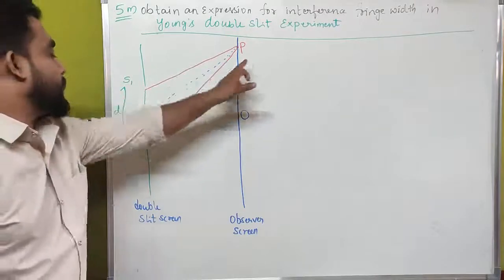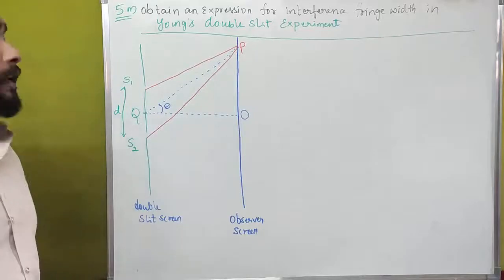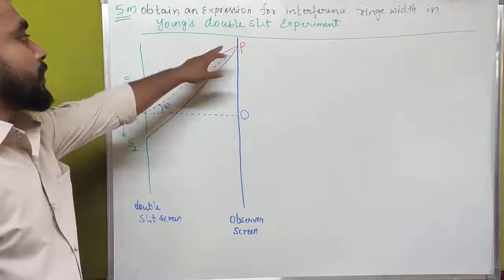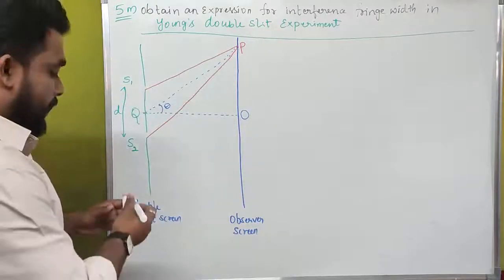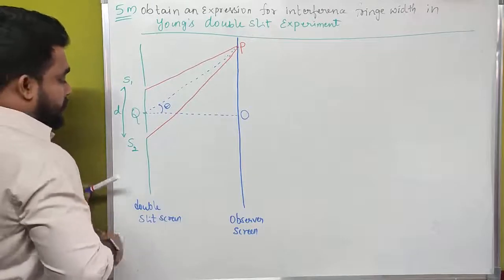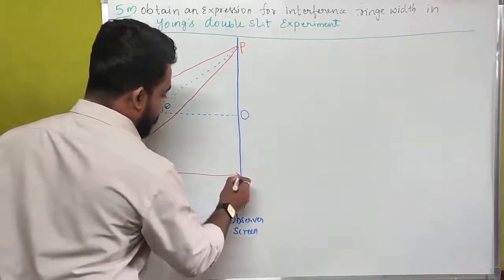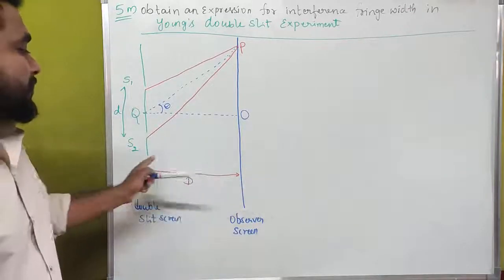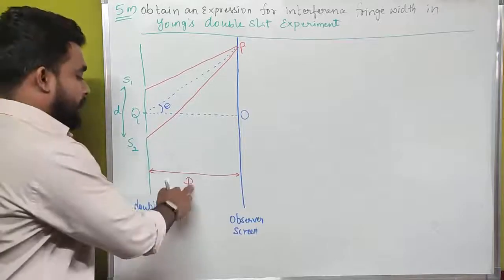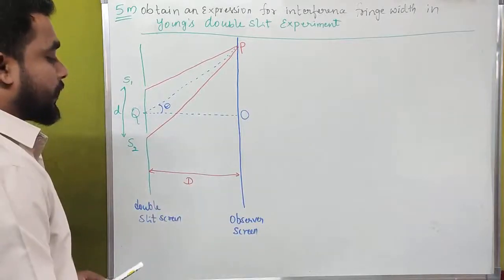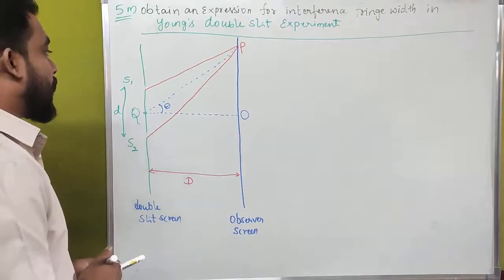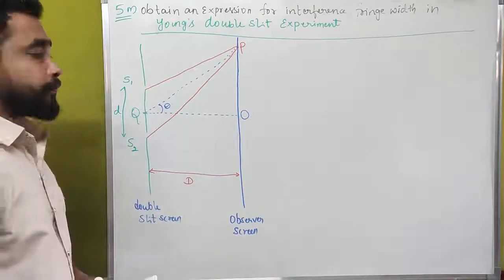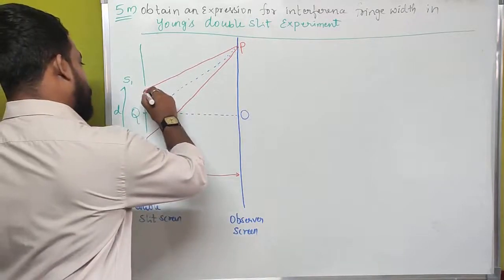This is S1P, this is S2P. S1P and S2P are the two light rays, or two coherent light sources, meeting at point P. Let us assume the distance between the double slit screen and the observer screen as capital D. And again, we have to draw a perpendicular from S1 to S2P. From S1 to S2P will be like this.